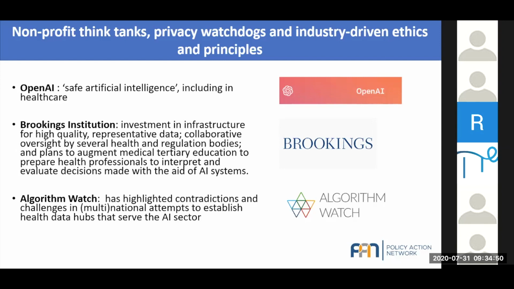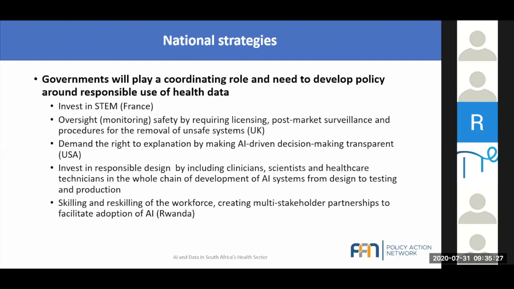The Brookings Institute also speak about integrating the various health regulatory bodies as well as health professions into this process. Algorithm Watch, for instance, which is really cool, they usually debate a lot of the contradictions in the various national policies. So it's really good to get an alternate view from Algorithm Watch. So I implore that you look at those as well. And then I've looked at now the more national level policy, and I've just summarized it.